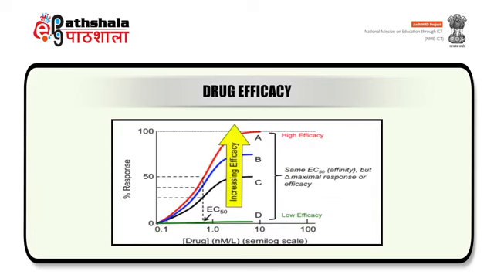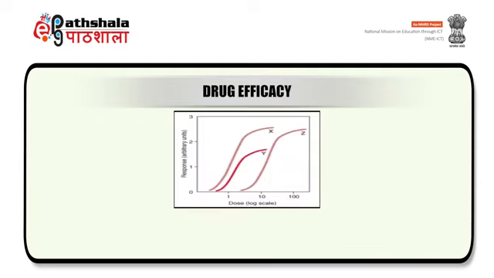Agonists can also differ in terms of their efficacies. In the figure shown on screen, 4 agonists that differ in their relative efficacy but have the same potency are being described. Drug A is the most efficacious and drug D the least efficacious. Drugs B and C that bind to a receptor but produce less than maximal response are called partial agonists.